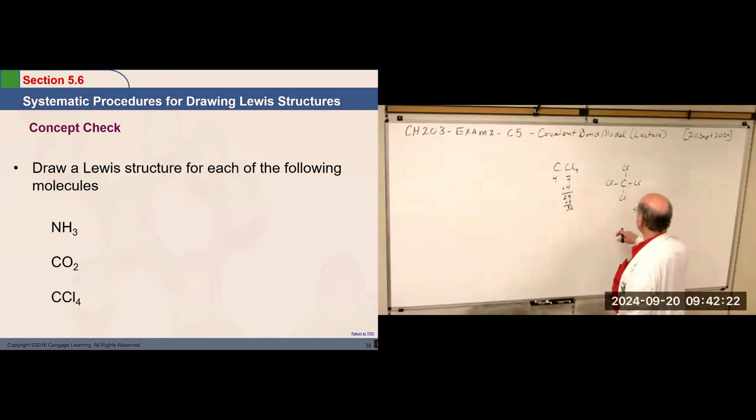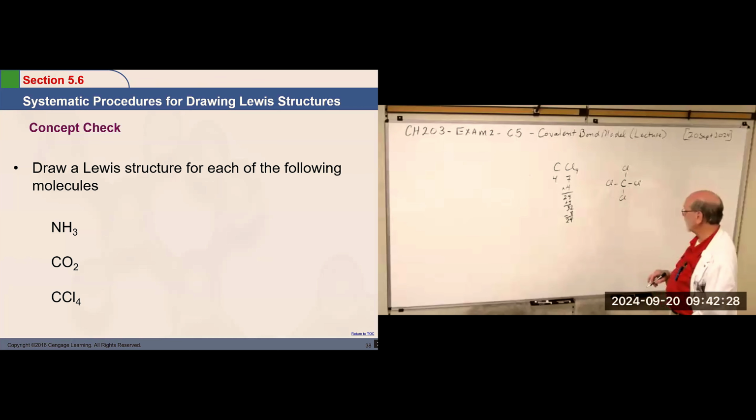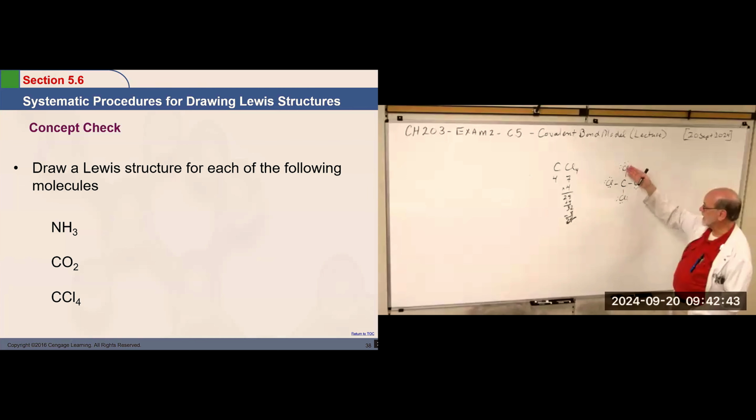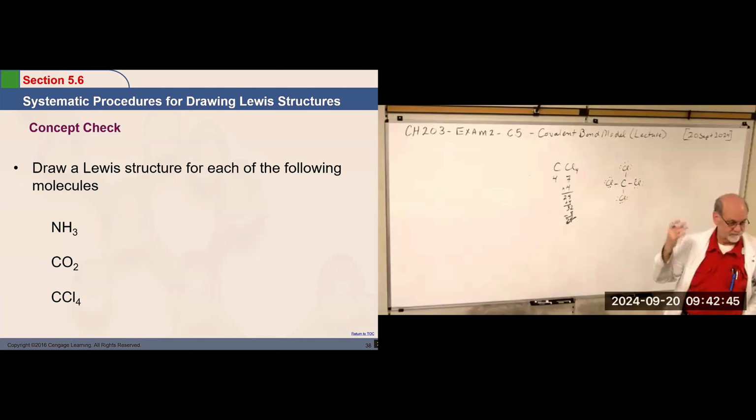Okay, so we've used up 2, 4, 6, 8. 24 left, right? Well, if we put 6 around each one of these, like that, that would be 24, won't it? Yep, we've used them all up. So that's it. Octet, octet, octet, octet all around. That's the only structure we can make from carbon tetrachloride.